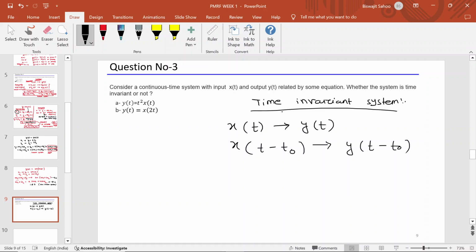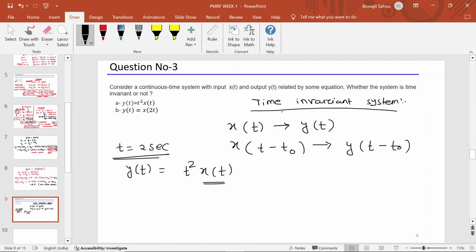Let's say I am taking y of t equal to t square times x of t. Now what you do, you have to delay your input by some amount, and you see that your output is also delayed by the same amount. So first you delay your input. What is your input? Your x of t. What is your delay time? Let's say t equal to 2 seconds. I want a 2-second delay in my input.